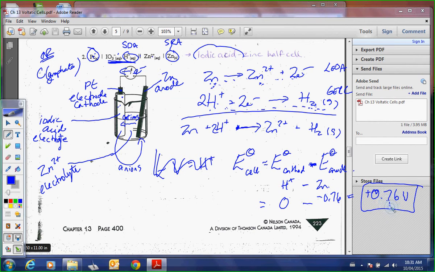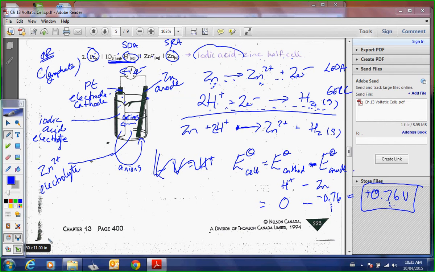This number that we ended up with is exactly how they got that number in your data booklet. They took every half cell, like the zinc half cell, and put it against a platinum H plus standard cell. And they took the voltage and said, right, we're going to make this platinum one 0. So every other one will just have the voltage that we got off of our voltmeter.